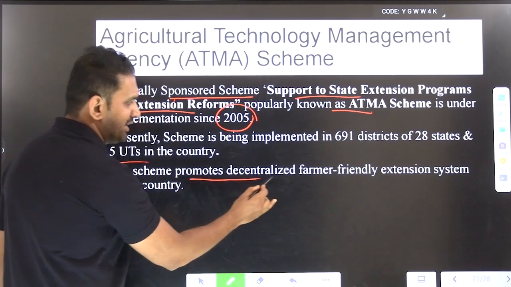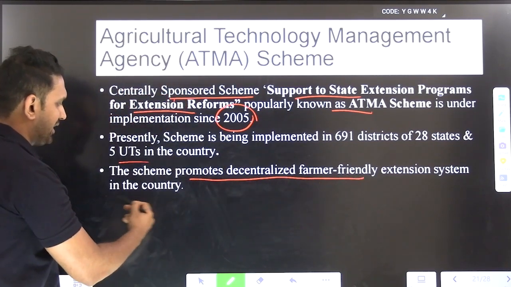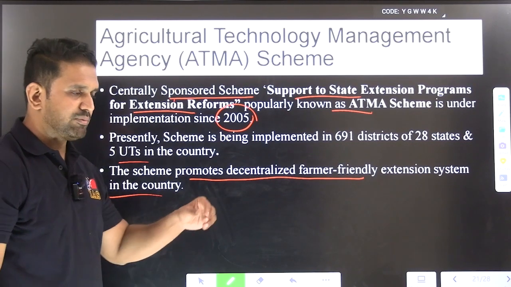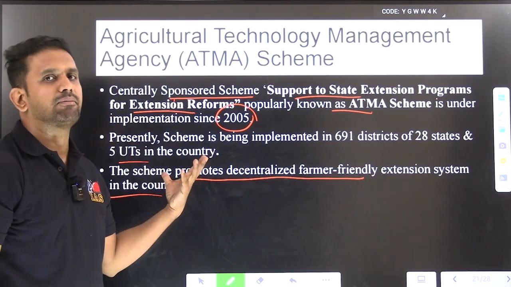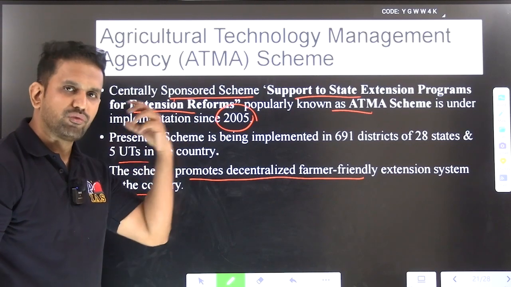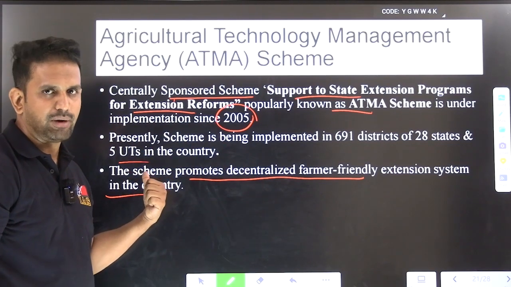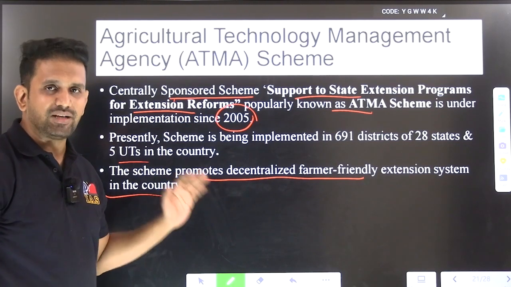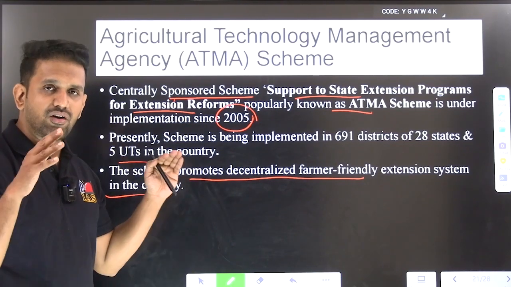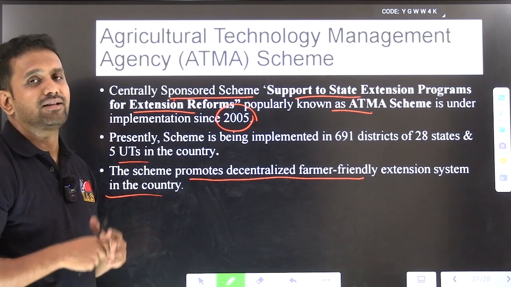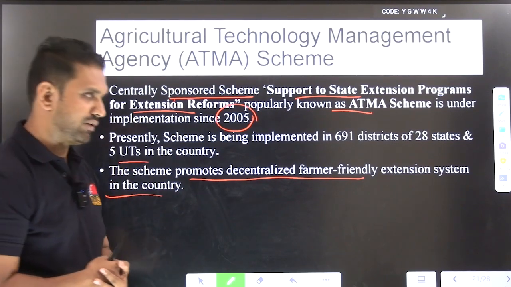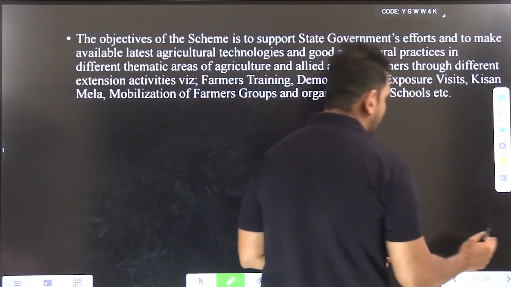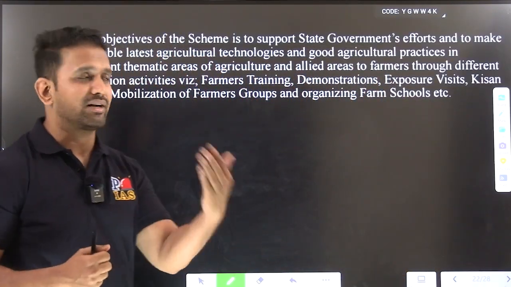The scheme promotes decentralized farmer-friendly extension systems. If the farmers want marketing, the scheme will help them with marketing. If the farmers want to go for branding, the scheme will help them with branding. If the farmers want to go for export, the scheme will help them go for exports. Basically, training and all that will be given to the farmers so that they can get all the extension services they want in future after the product has come. Extension services are nothing but services when the product is given.